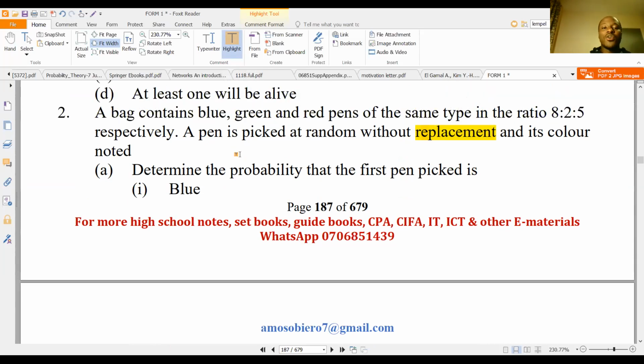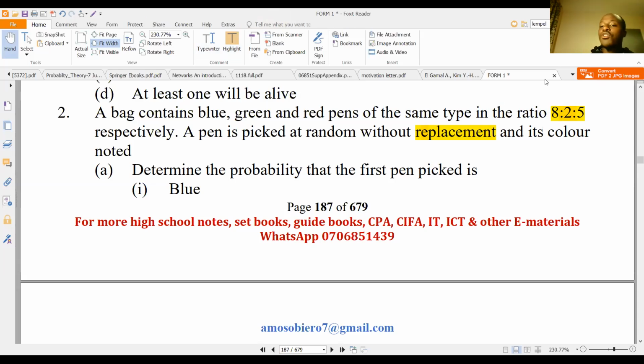So this is very important for you to note. First of all, it's always good to break down your question. So you have been given the ratio. Probabilities can be given as ratios, or percentages, or fractions. Those are just different ways of representing probabilities.